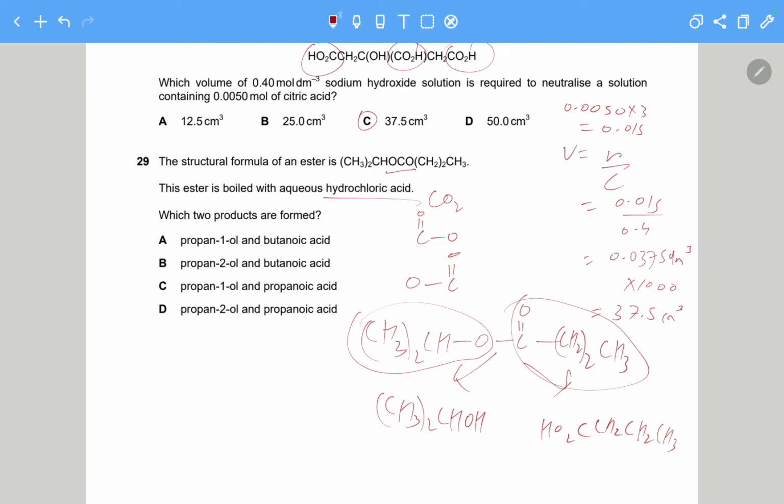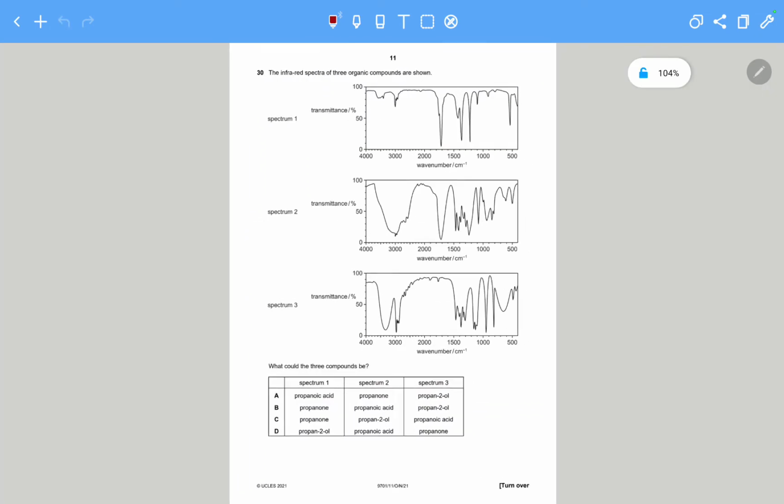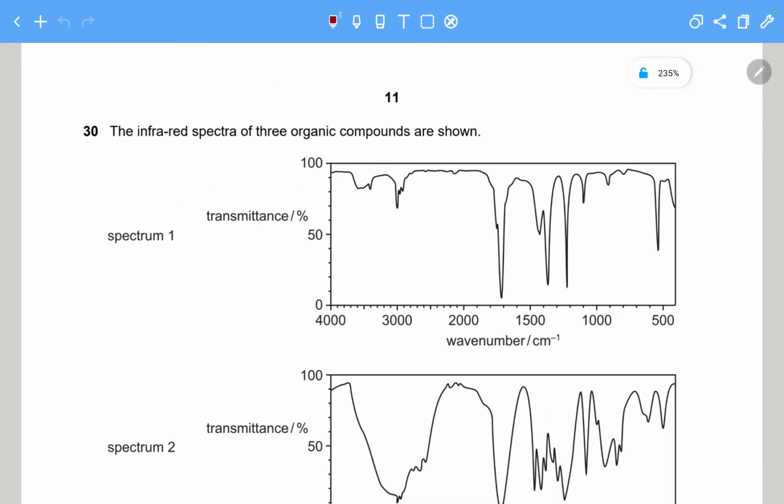Which 2 products are formed? Oh, we just drew them out. So this one is propan-2-ol. This one is butanoic acid. And we need to find the option which basically says this, and that's option B. So writing everything out by looking at the information given in the question will make your lives 100 times easier.